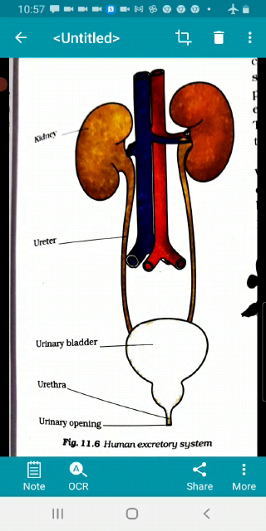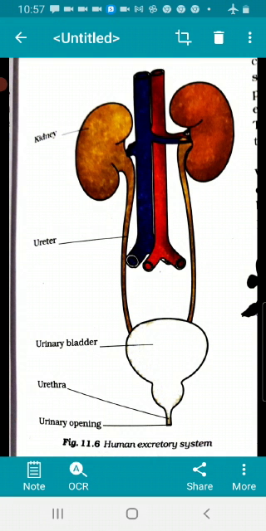A mechanism to filter the blood is required. This is done by the blood capillaries in the kidneys. When the blood reaches the kidneys, it contains both useful and harmful substances. The useful substances are absorbed back into the blood. The waste dissolved in water is removed as urine.